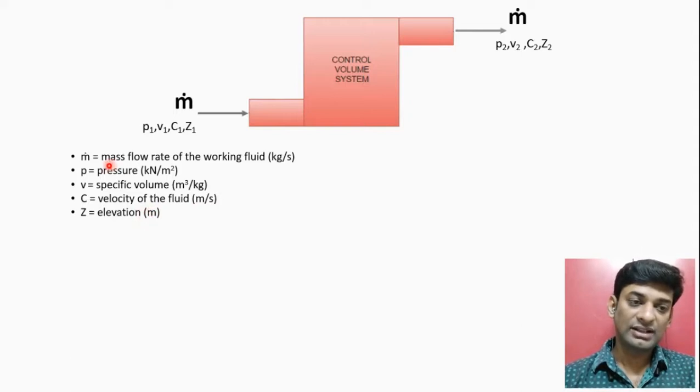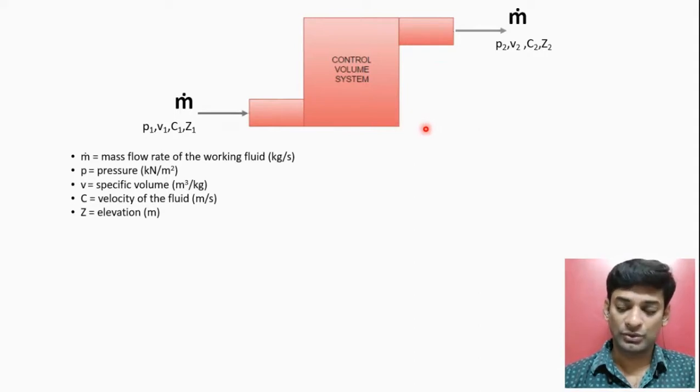Now listen carefully. For the mass flow rate, the symbol is small m with a dot over it. For pressure, you have to use only small p. For specific volume, you should always use small v. For velocity and elevation, you can use uppercase characters, that is capital C and capital Z. This elevation is nothing but the height between ground level and axis height at inlet section. Similarly, for outlet section, the elevation is the height between ground level and axis of the tube.